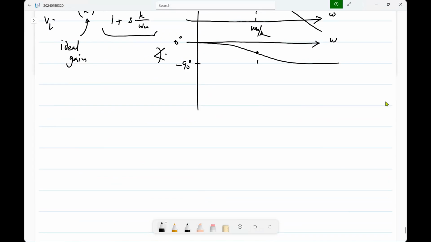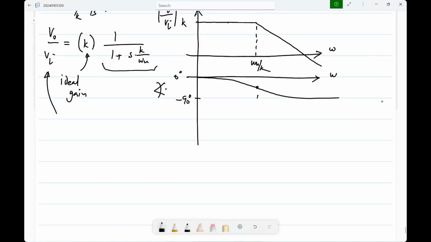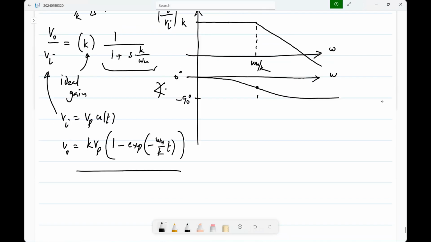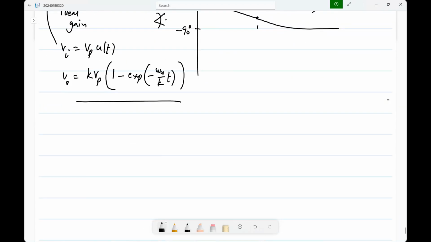That's correct. So, of course, if you apply a step to this, if Vi equals Vp u of t, what will be the output, let's say from 0 initial condition? It will be K Vp times 1 minus exponential. Of course, we are still describing the system. If you have 3 dB bandwidth of omega u by K, you will have that also in the exponential of the step response.